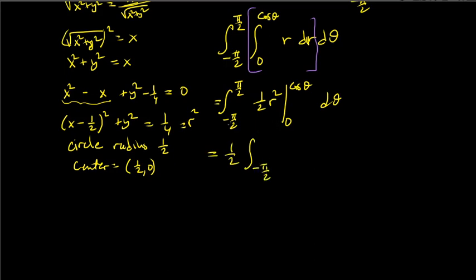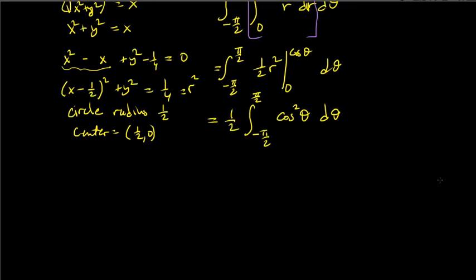Pi over 2. And this is just going to be cosine theta squared, or cosine squared theta, minus 0 squared, which is 0. So now we just have to evaluate the integral of cosine squared. And you should know that. That's a Calc 2 problem.